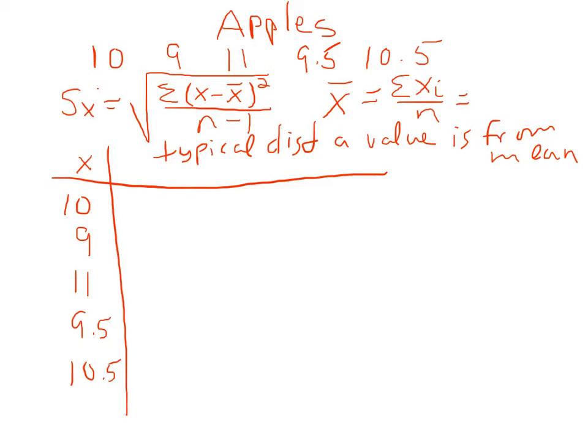Alright, since we're here, might as well talk about the mean real fast. And here's our mean. Our formula for the mean says we take the summation of all of our values of x and divide by n. Alright, so let's go ahead and take a look. So here's my 5 values that we have.